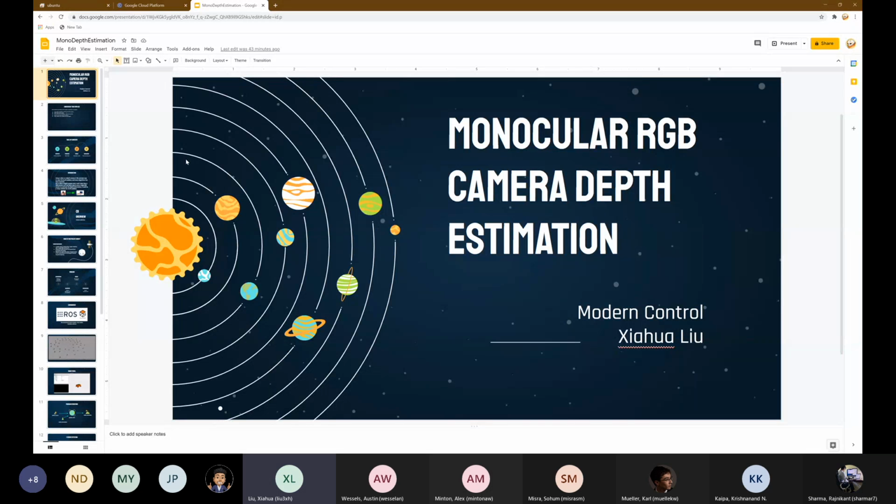Okay. So my project is slightly different from the previous project. It's more like a verification for my crazy idea, which is monocular RGB camera depth estimation. This project is still in the early form, and I just finished the fundamental part. I will show you later, but you can see something from my result.